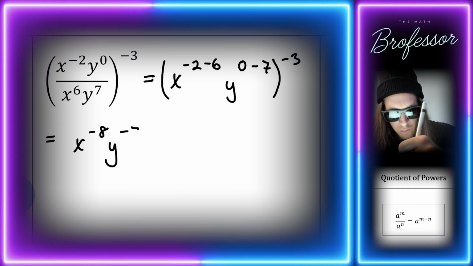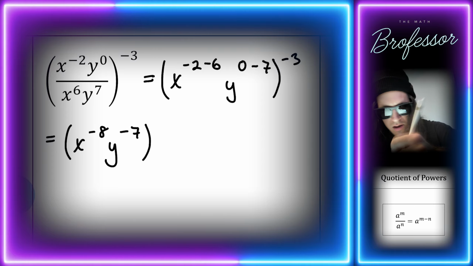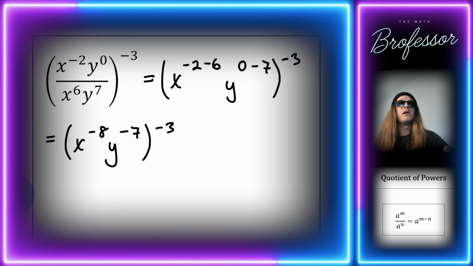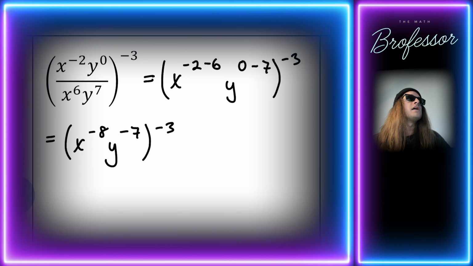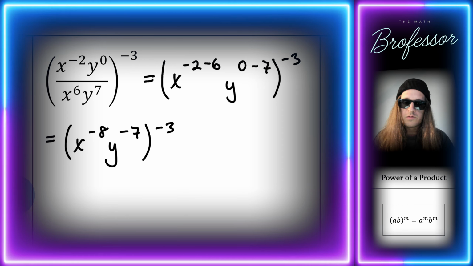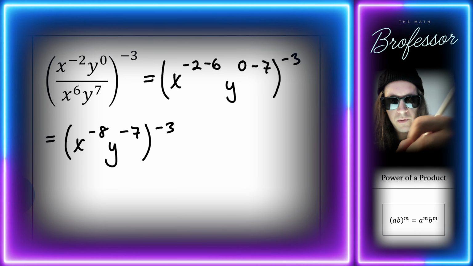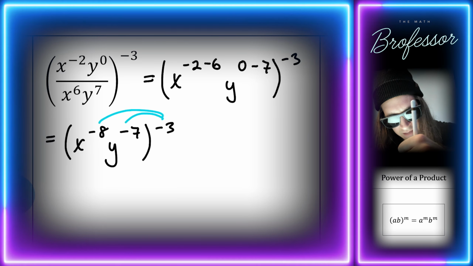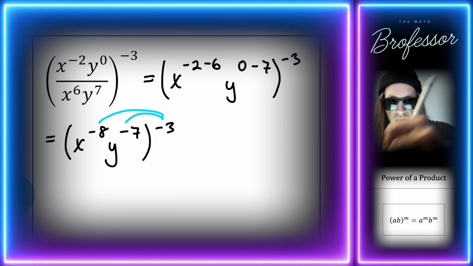0 minus 7 on the y gives you -7 on the y. So here we are right now. Good. Don't worry. You're like, I don't know what to do about negative exponents. Well, you don't have to know that yet. Now just apply power of a product, which is your distribution rule for exponents. And that means I can multiply the -3 to the -7 and the -8.